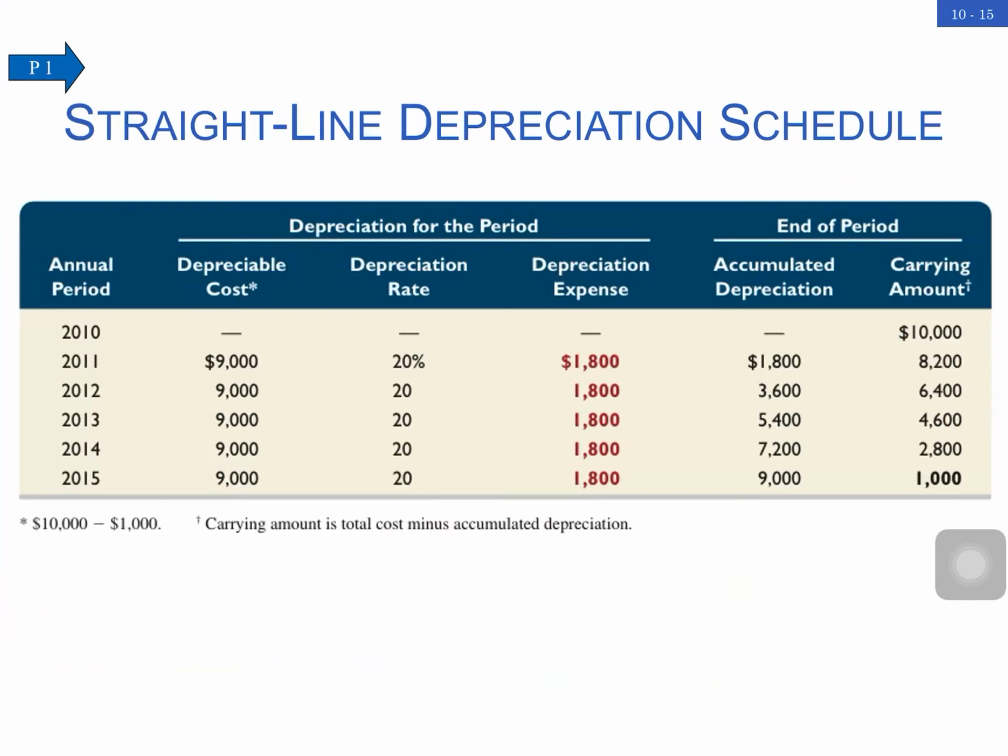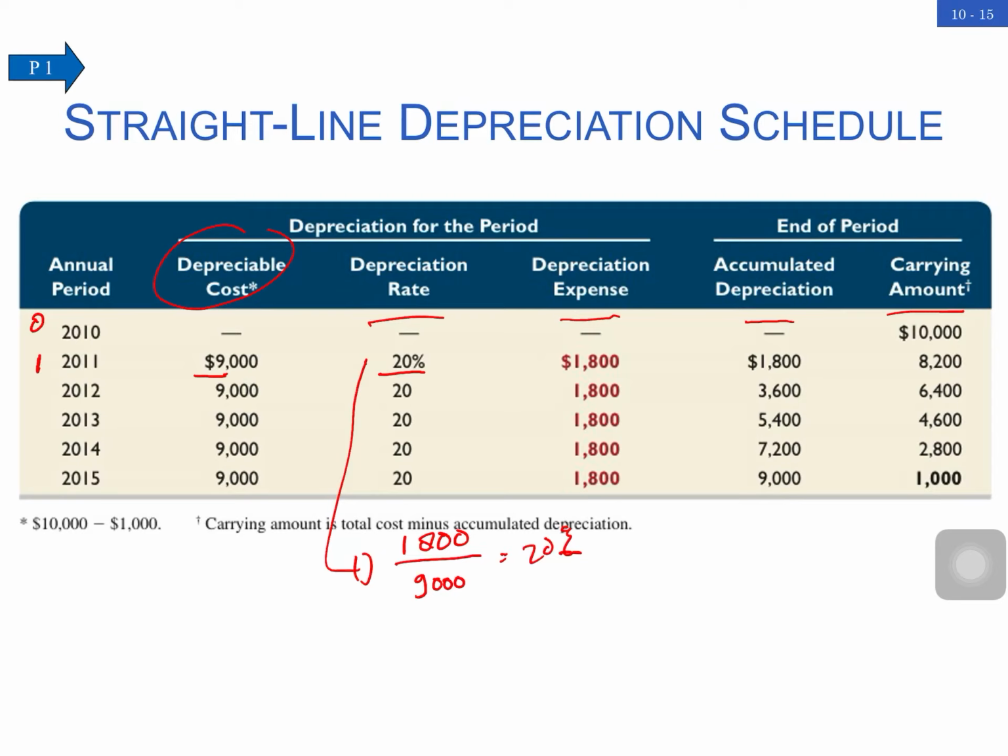So this is the straight line depreciation schedule. This is just like the schedule in a table. It shows the depreciable cost, rate, expense, accumulated depreciation, and carrying amount. So this is year 0, and in year 1, the depreciable cost is 9,000. The depreciation rate is 20%. How do you know the 20%? The depreciation expense will be 1,800 every year, and divided by the depreciable amount, it will be 20%.